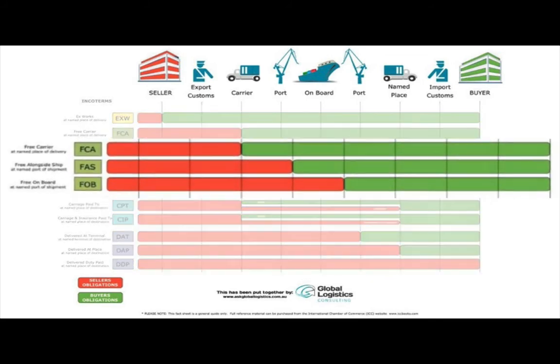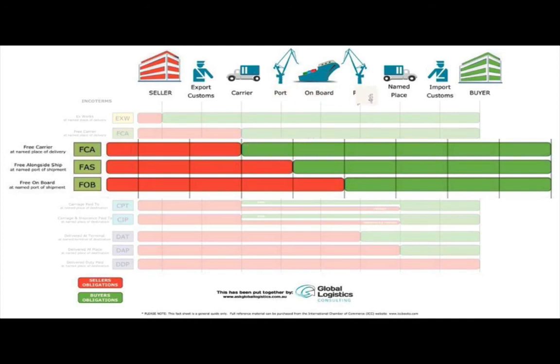In the F series, and I'll warn you, some of the language in this is a bit strange. We start with FCA, which is an abbreviation. It means free carrier. It means the seller is responsible for getting the goods, getting them through the export, sending them to the carrier, but at that point in time, the buyer's obligations are green. As soon as it gets off the carrier and to the port for delivery, then the buyer takes the risk.